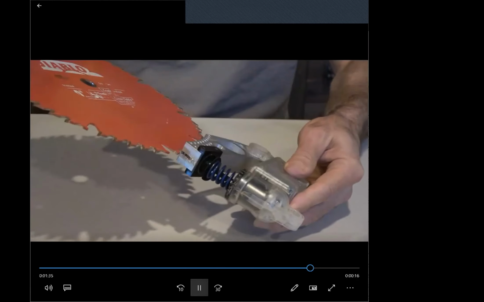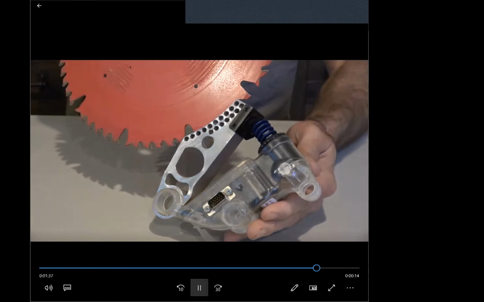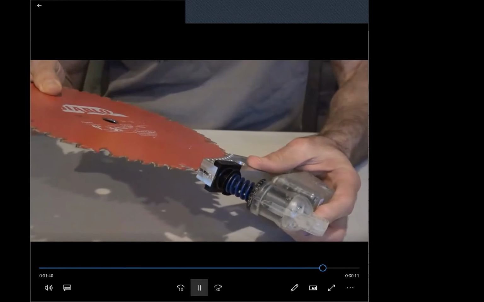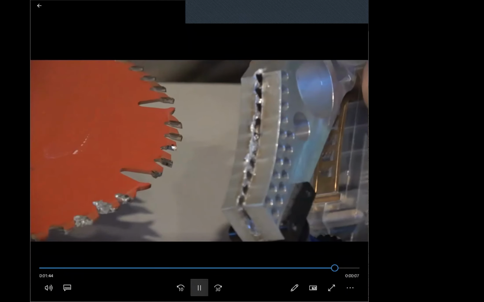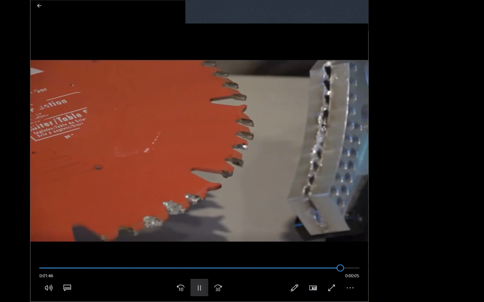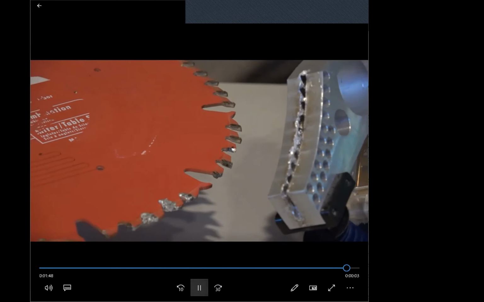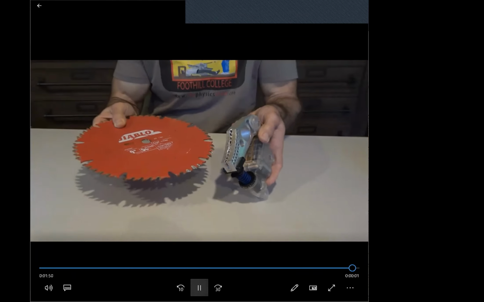Here's the actual safety mechanism and blade from that incident. You can see where the blade cut into the aluminum and stopped suddenly. The aluminum is even melted onto the blade. All of that happened in about 2/100ths of a second.